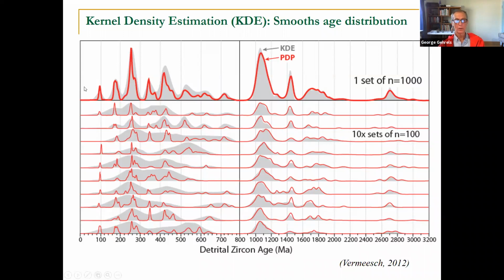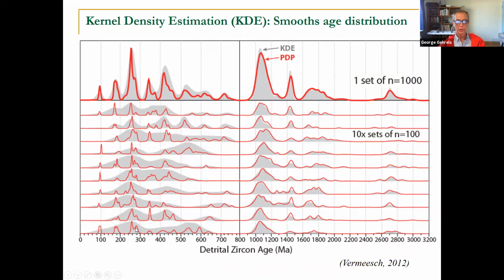If you put them all together, then I think you get a really reliable age distribution. This is kind of the power of large N. With 1,000, you get a really reliable age distribution. Okay, so what happens if you do KDE? This is a kernel density estimation, again, by Peter Vermeesch, a very clever statistical method.